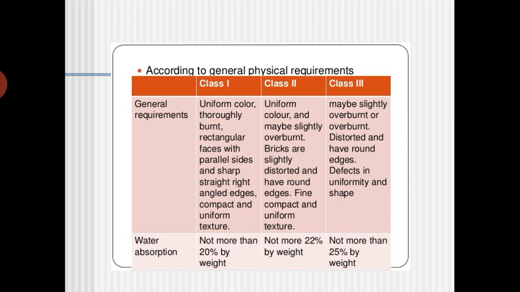Normally, according to the general physical requirements, class 1, class 2, class 3 types of bricks are used. So what are these class 1, class 2, class 3 types of bricks? First one is the class 1 type. It is always uniform in color.